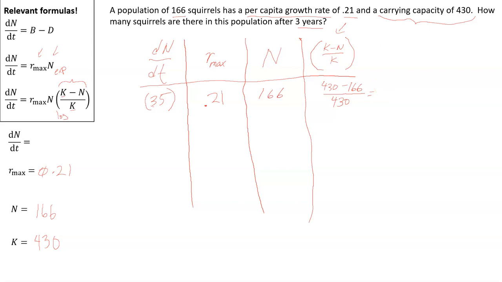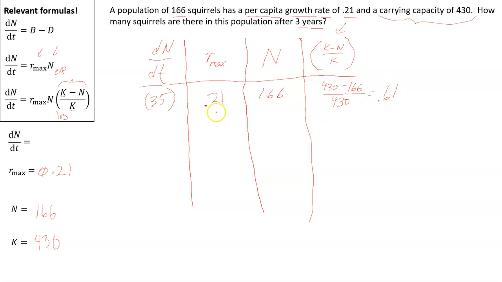So go ahead and calculate that out. Pause the video, or just hold on because I'm doing it on my phone right now. Let's see here. 430 minus 166 divided by 430. I got 0.61, approximately 0.61. So this is our first K minus N over K.